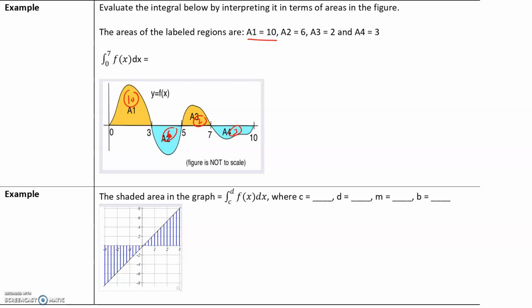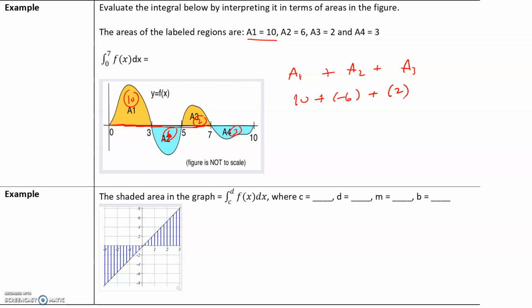Okay, so in order to find the area between the curve and the x-axis from 0 to 7, we're going to add all of the areas from 0 to 7. So this is 0 and this is 7. So that means we have A1, A2, and A3. Okay, so we're going to add all these up. So A1 is 10, but A2, the area is going to be negative because it's below the x-axis. So it's going to be plus -6. A3 is above the x-axis. It's 2, so that's going to be 2.